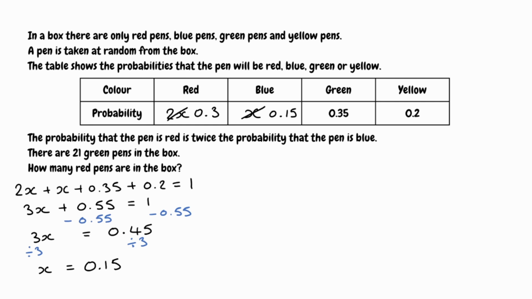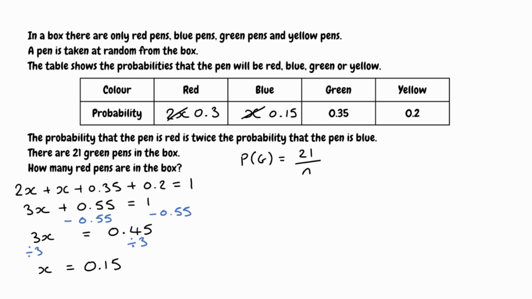So we're now looking at the final bit of the question. It says that there are 21 green pens in the box. How many red pens are there in the box? So to find out how many red pens there are, first of all, we need to find how many pens there are in total. So we've been given the amount of green pens there are. So what we can do is find the probability of picking a green pen as a fraction. So to find the probability of picking a green pen, we'd simply do the number of green pens, which is 21, over the total, which is what we're trying to figure out.